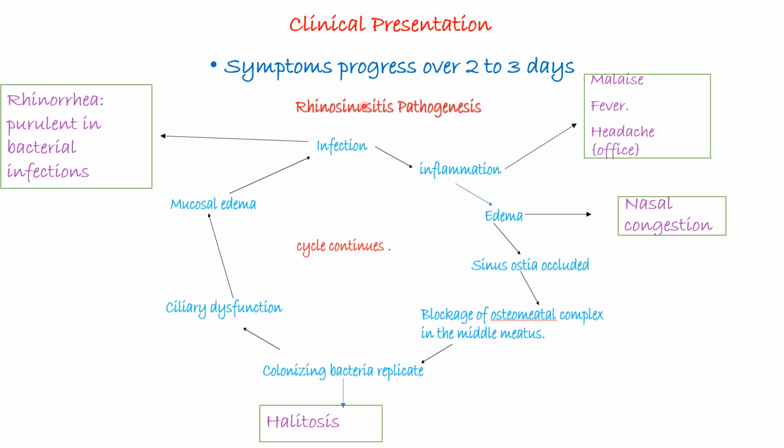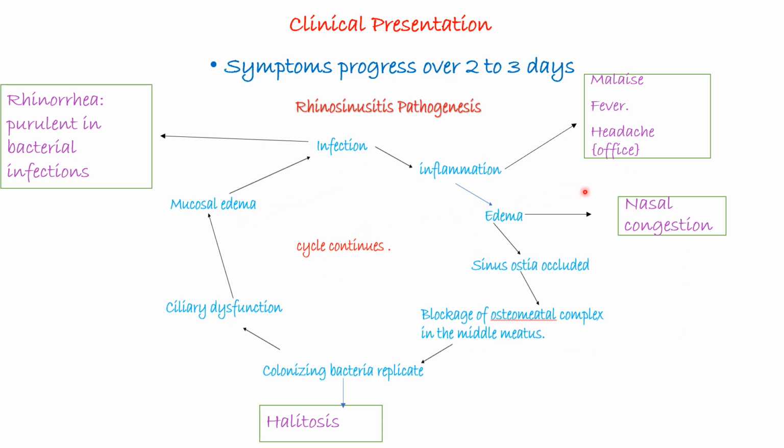So after you have known the pathogenesis, which is just very simple, as we said, you have infection, inflammation, then you have edema, you have occlusion and blockage of the osteomeatal complex in the middle meatus, because this is where most sinuses usually drain. Then you usually have colonization of the bacteria because you're already closed. It's like a blocked system. And then this will lead to ciliary dysfunction and then cause mucosal edema and then infection. And then the cycle continues.